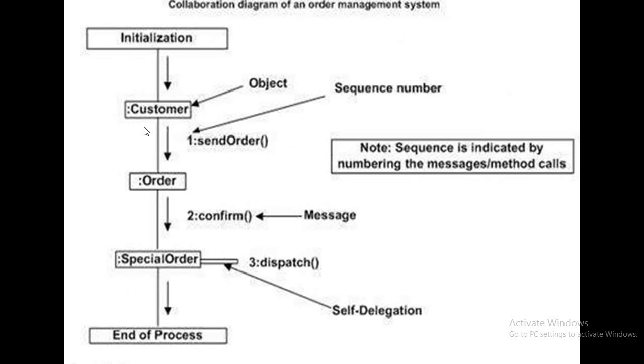See the collaboration diagram. Here the messages or function calls are described with the help of sequence numbers. This is sequence number 1, this is 2. So the sequence is indicated by numbering the messages or method calls. In the sequence diagram, the timing is important, but in the collaboration diagram, the sequence number is indicated. The sequence number indicates the order of messages from one object to another object.